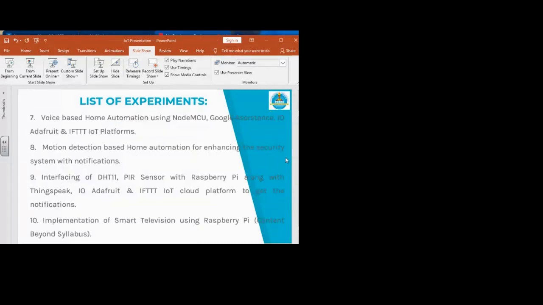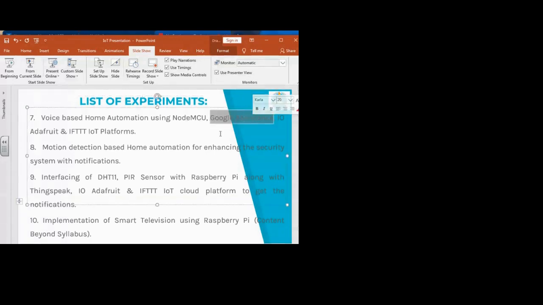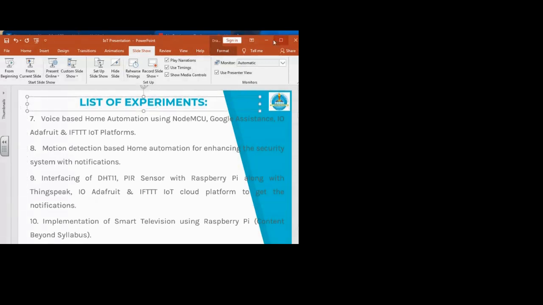Now your seventh experiment is the same as your third one, that is the home automation system, but now I have added one simple thing, that is voice-based home automation using Node MCU. I am going to use the Google Assistant on your mobile phone, Adafruit and IFTTT. Everything will be incorporated in this experiment. Depending on the voice commands sent to the Google Assistant, we are able to operate any device in your home, isn't it? So we are going to use this as one of the experiments.